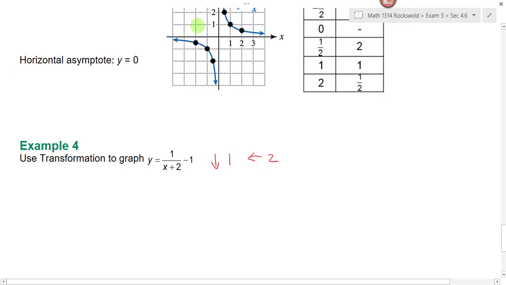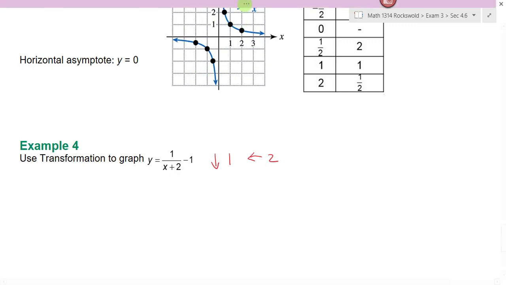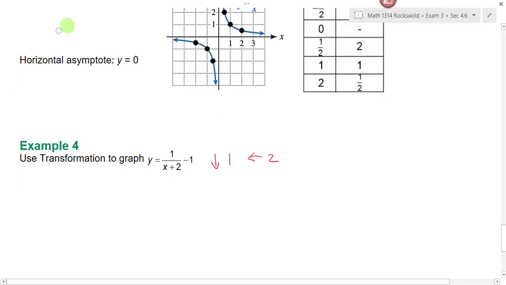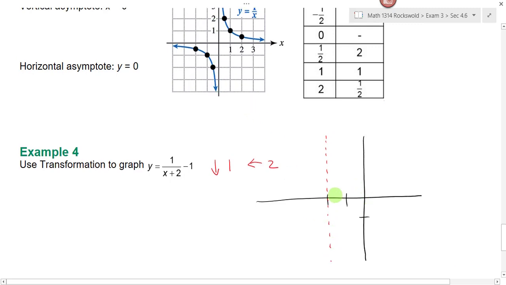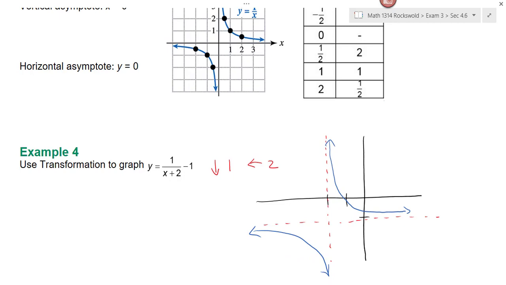Then all I do is I take this graph up here and I shift it down 1 and to the left 2. I'll do this by hand. So my vertical asymptote gets shifted to the left 2. Remember, originally the vertical asymptote was the y-axis. Well, now that moves to the left 2. My horizontal asymptote gets moved down 1. So there's my asymptotes, and then I just sketch in the graph using some points. And there's the shape of the function. And that's how you would graph this using transformations. And that wraps up section 4.6.